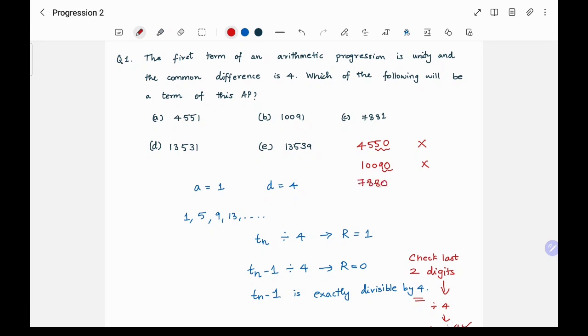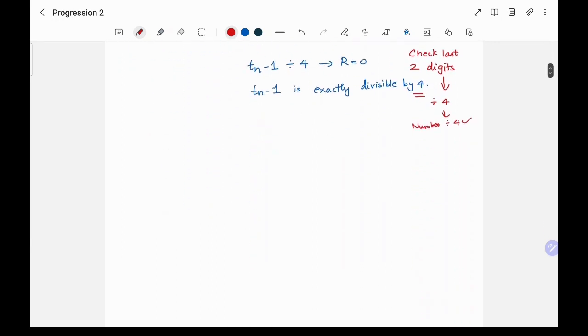7881 minus 1 will be 7880. 80 is divisible by 4, 4 into 20, right? We'll check if the other terms are also part of this AP or not. 13531 minus 1 is 13530. 30 is not divisible. And the last one, 39 minus 1 will be 38. 38 is again not divisible. So the correct option is option C. Okay, let's go to the next question.